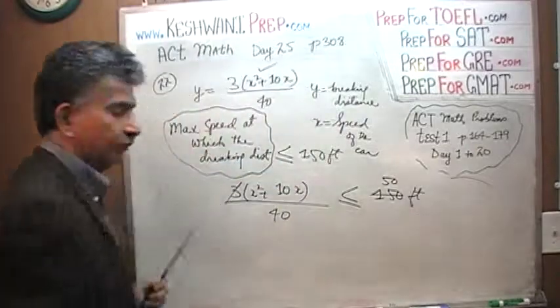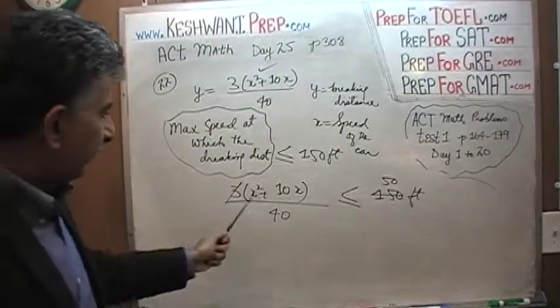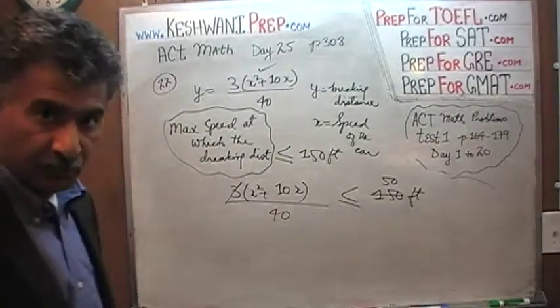We are grown up people. You can just divide both sides by 3. If you divide both sides by 3, this 3 disappears and this 150 turns into 50. Are you with me so far?